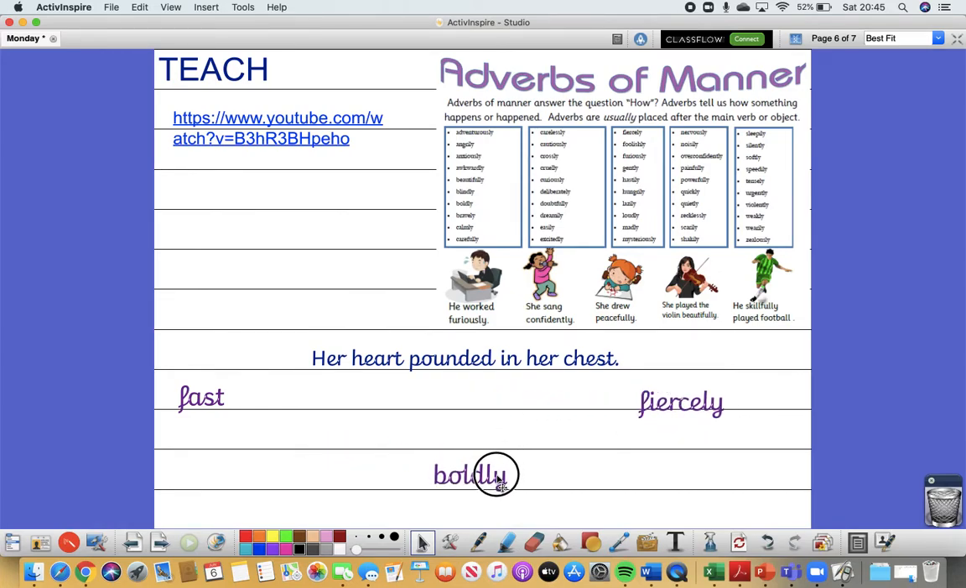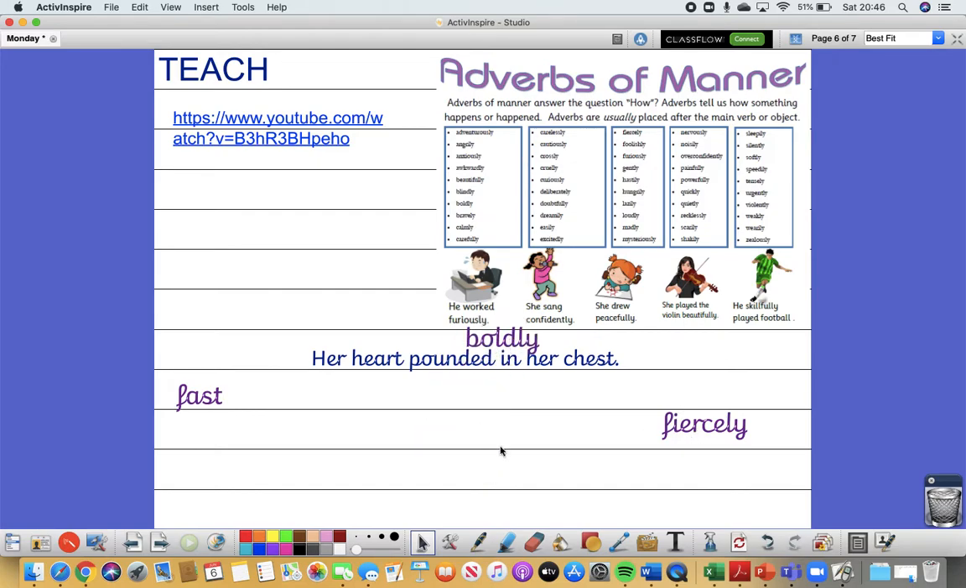Now you can see that we have got two that end in ly and one that doesn't. Remember, not all adverbs end in ly. But if I was to put this into my sentence, her heart pounded fast in her chest, the word fast is still an adverb, okay? I could put her heart pounded boldly in her chest, or I could even use the word fiercely. Her heart pounded fiercely in her chest. Okay, so I'm going to choose the word boldly.